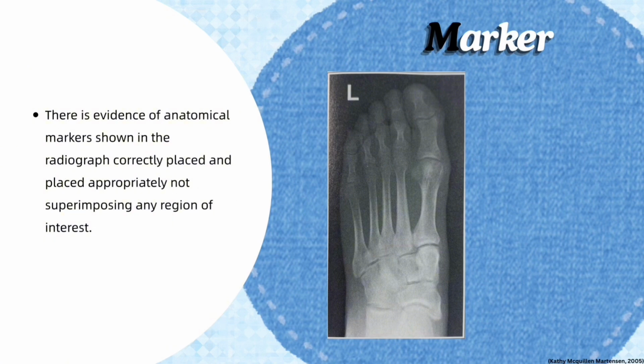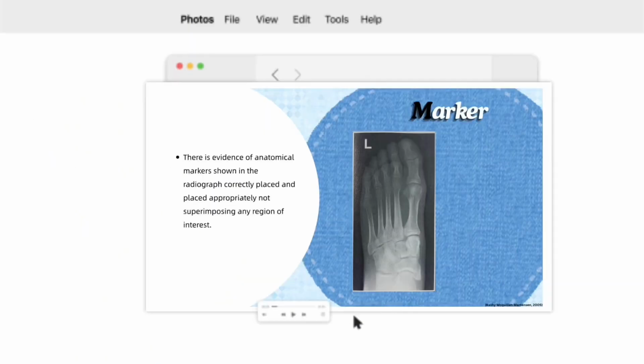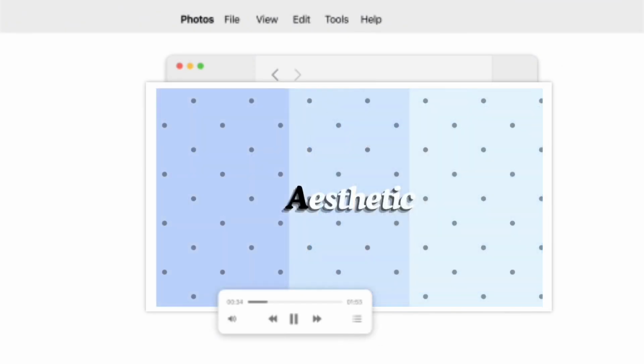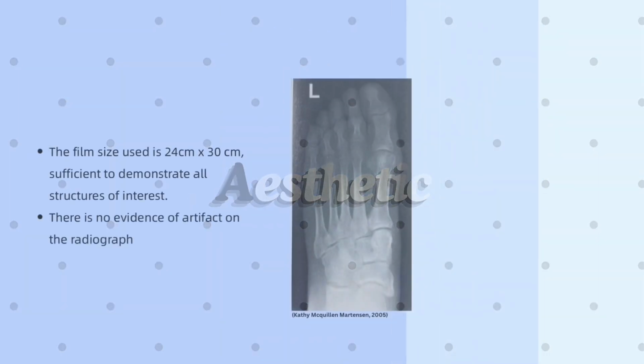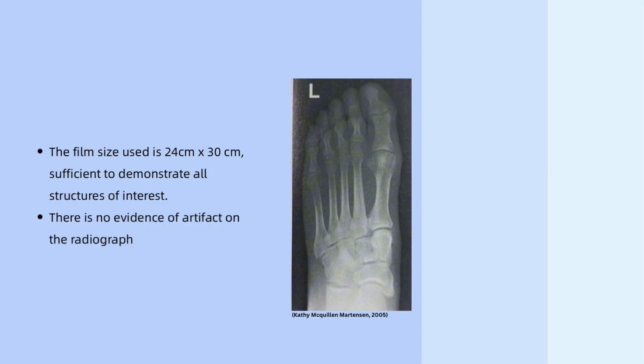Next, in this radiograph, there is evidence of an anatomical marker shown in the radiograph, correctly placed and placed appropriately, not superimposing any region of interest. A for aesthetic. The film size used for this radiograph is 24 cm by 30 cm, sufficient to demonstrate all structures of interest. There is no evidence of artifact on the radiograph.